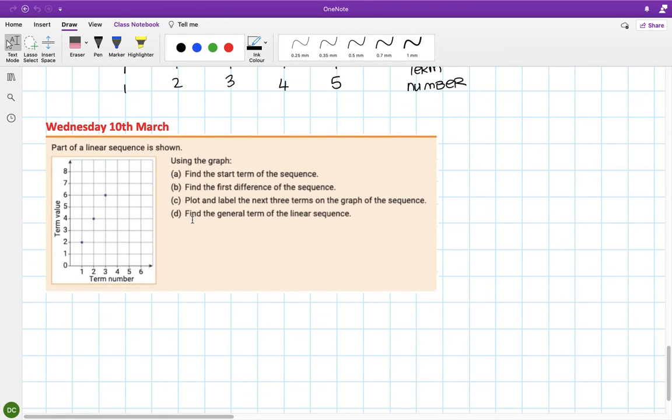So for homework, I've given you the graph. Okay? You don't have to draw the graph. So basically you're skipping the first part of my example where we drew the graph. You do have to answer these questions. You have to find the start term. You have to find the first or common difference. You have to plot and label the next 3 terms, and they've left space up here at the top of the graph, and you have to find the general term. Okay? So very, very similar to my example, except that I'm not expecting you to draw the graph.